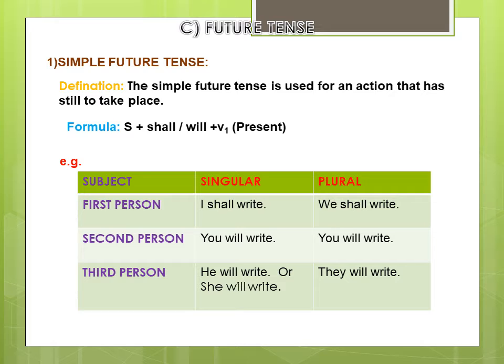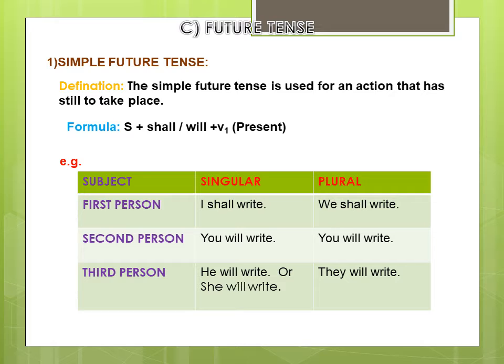The simple future tense is used for an action that has still to take place. Formula is subject plus shall or will plus V1, meaning the present form of the verb. There are three columns showing us subjects: first person, second person, third person. In the singular column, the first sentence is I shall write. Here I, first person, is the subject, shall is the helping verb, write is the present form of the verb.